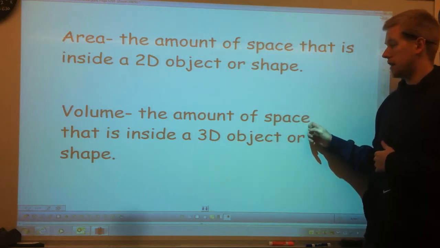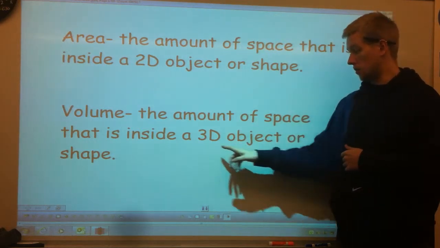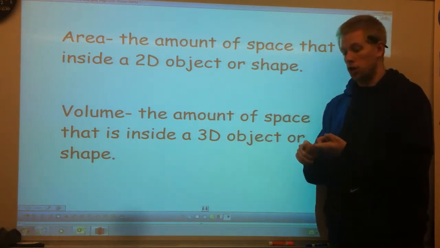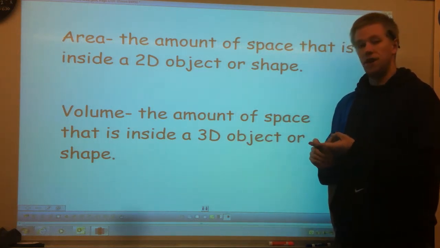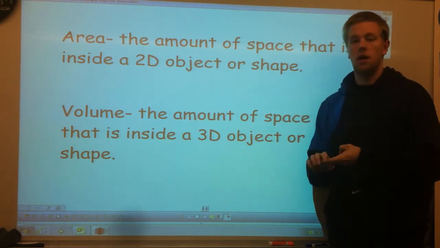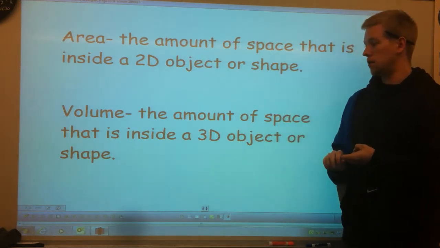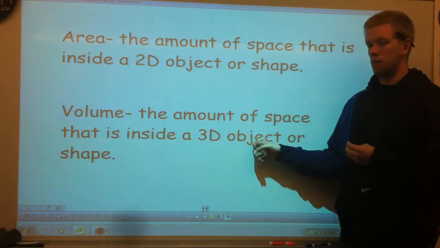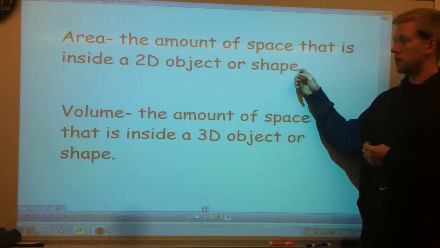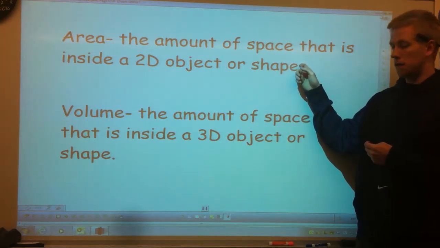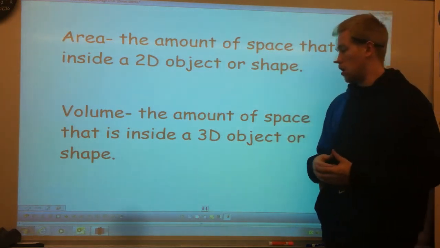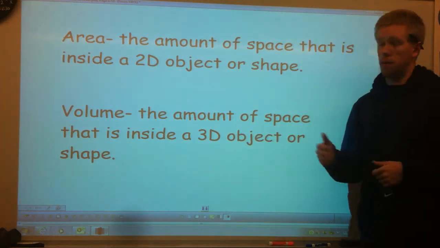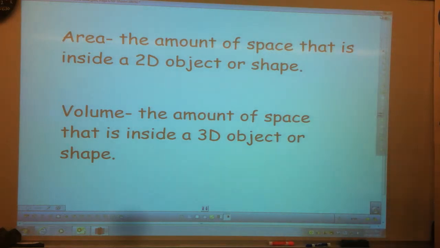The volume is the amount of space that is inside a 3D object or three-dimensional object or shape. So like a prism, like a box, a cube, a sphere, a cylinder, a can, like a vegetable can that you get from the store. All those are three-dimensional objects. These are like paper, things that can fit on paper. These are actual things that you can hold. So those are the two formulas for area and volume. So we're going to practice with volume first.